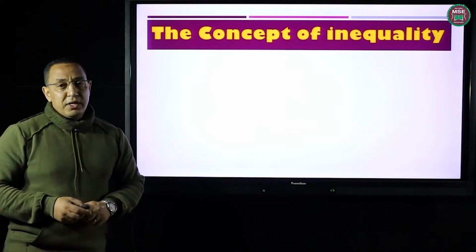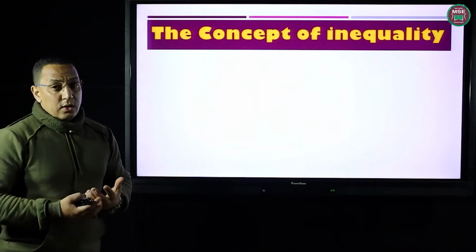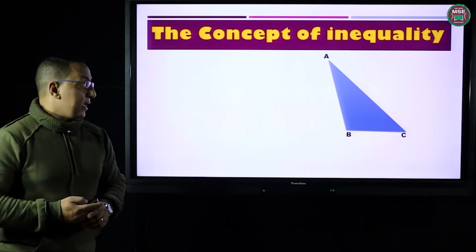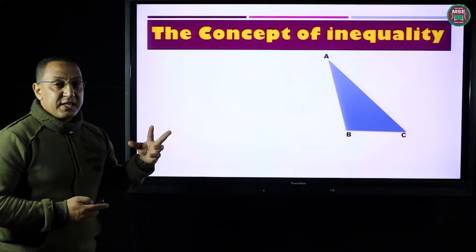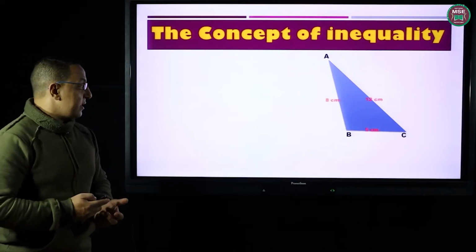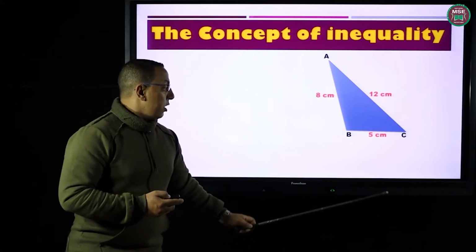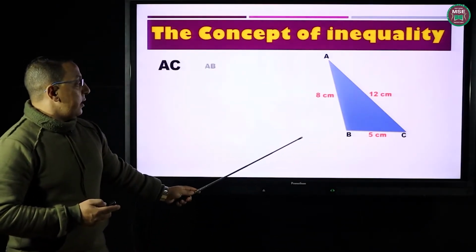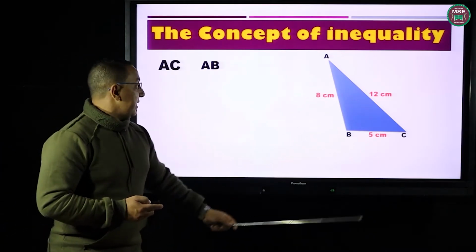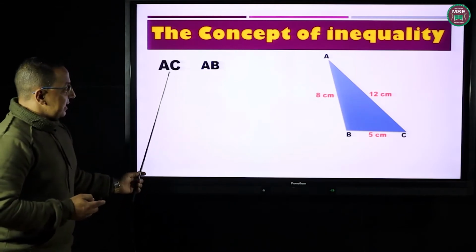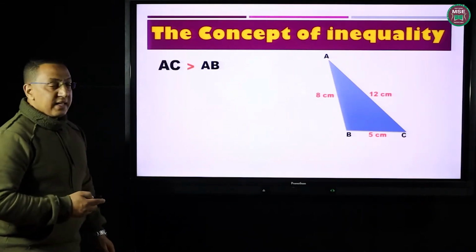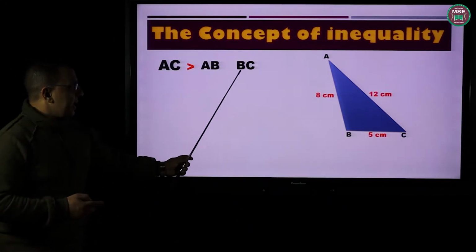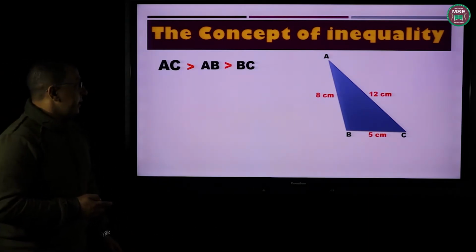First, I'm going to explain the concepts of the inequality. For example, I have a triangle like this, and this triangle is called ABC. As you see, I have three different sides and three different angles. For example, if the lengths of the sides are 5, 12, and 8, and the measures of the angles are as we see A, B, and C. By comparing AC and AB, we see that AC is greater than AB in length, and comparing AB and BC, we see that AB is greater than BC.